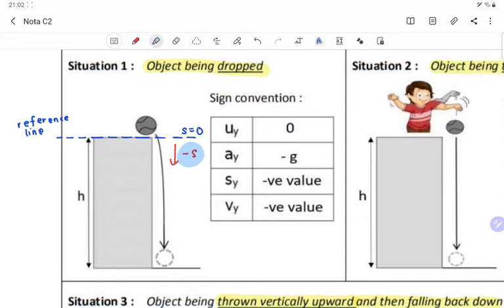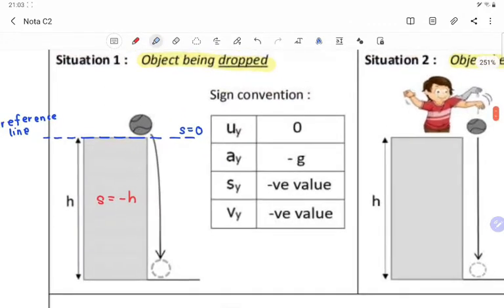And then, in the diagram, we can see that the height from where the object being dropped adalah h. Ini adalah ketinggian objek tersebut dijatuhkan. Jadi, nilai s kita adalah s equals to negative h.